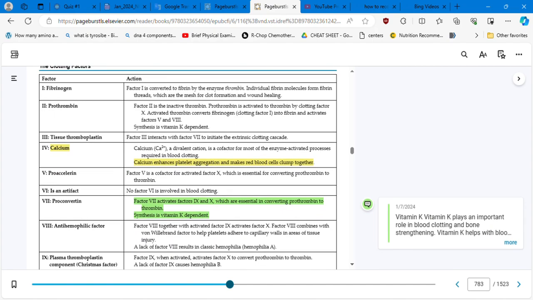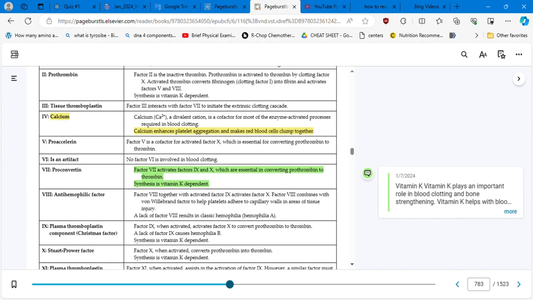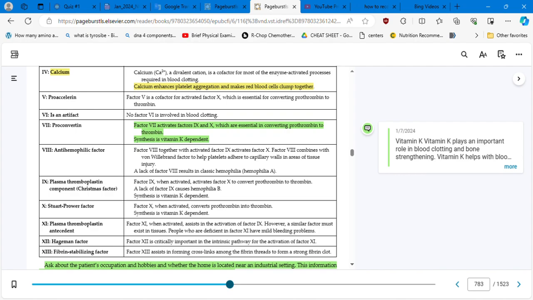As I mentioned, I want you to pay attention to calcium, which enhances platelet aggregation and makes red blood cells clump together. Factor 7 activates factor 9 and 10, which are essential in converting prothrombin to thrombin. Synthesis is vitamin K dependent.